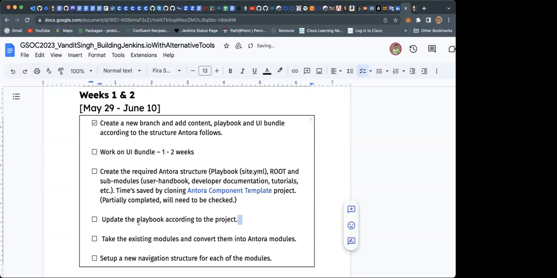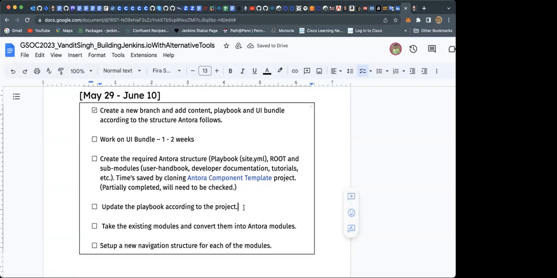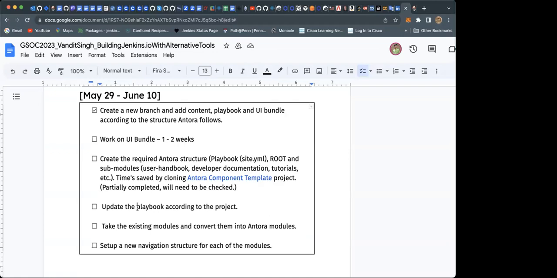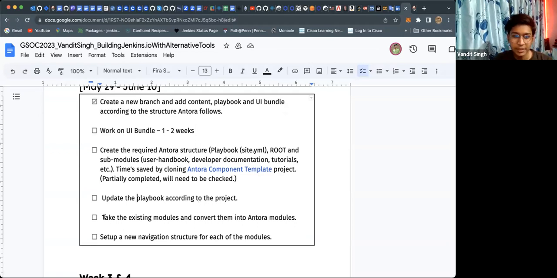Project. So update playbook according to the project. So this is just like after you've completed the requirement for a structure, right? Yeah, the playbook project. I'll have to update it once everything is done in the UI bundle, so it fetches the new UI changes. Oh, that's easy. It's just one command. That won't take much time.